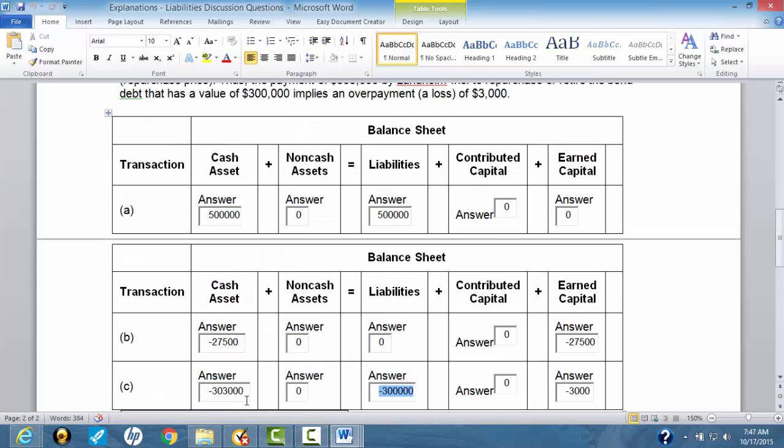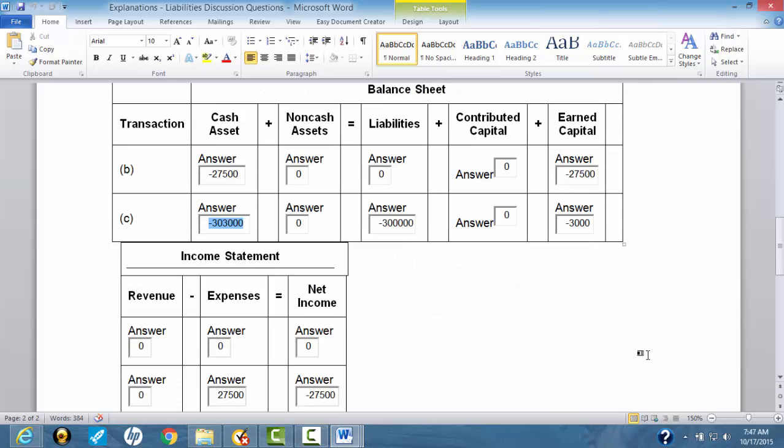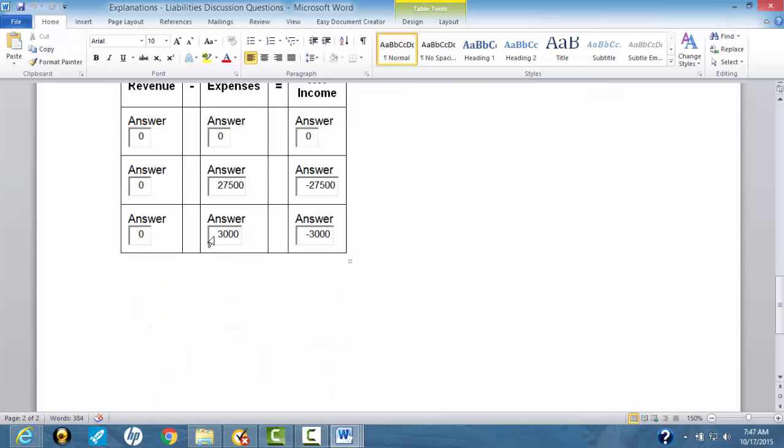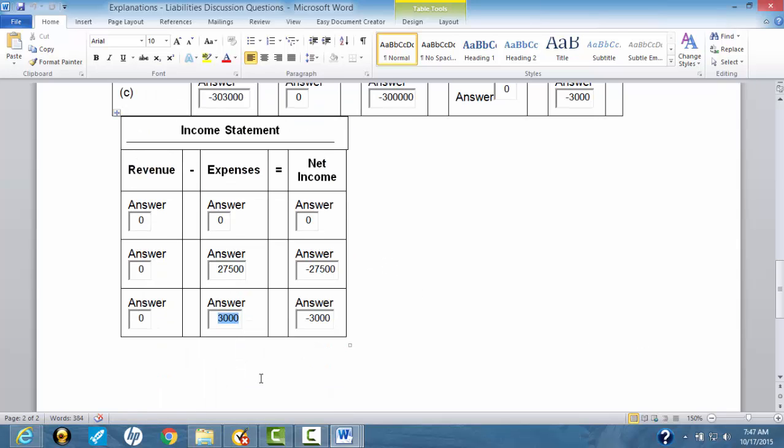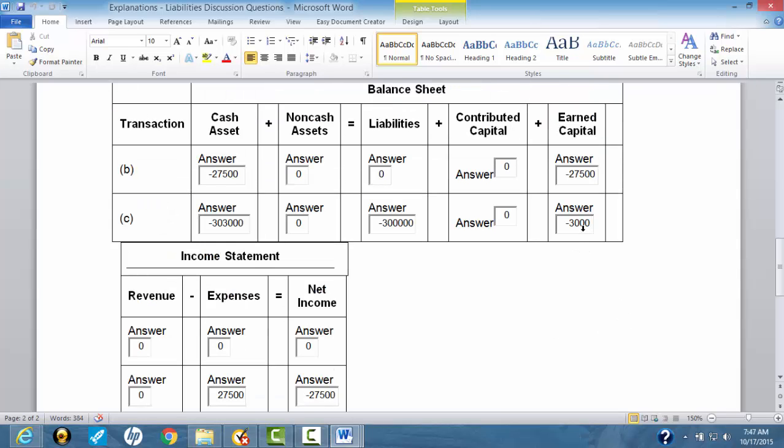Under cash assets, payment of 303,000. So the difference of 3,000 is an overpayment and is a loss on retirement. It reduces net income, reduces earned capital, and the accounting equation is balanced. On the left hand side, negative 303,000. On the right hand side, when we combine these two, we have negative 303,000.